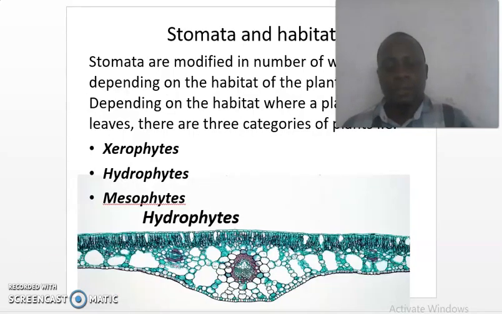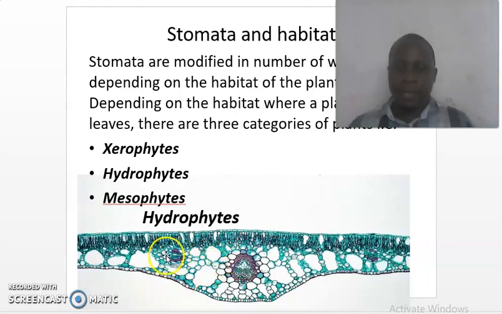So, what can we say about leaves of hydrophytes as far as their stomata distribution is concerned? We have said that the stomata are mainly found on the upper surface. Why? To facilitate transpiration, that is, loss of excess water to the atmosphere. Number two, they have large air spaces. The parenchyma tissue contains large air spaces. Why? One, to facilitate gaseous exchange. Two, for buoyancy.